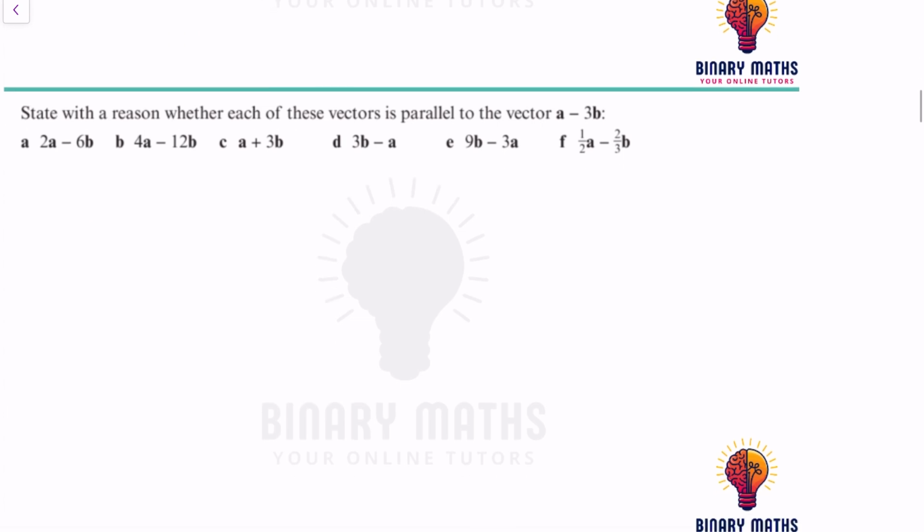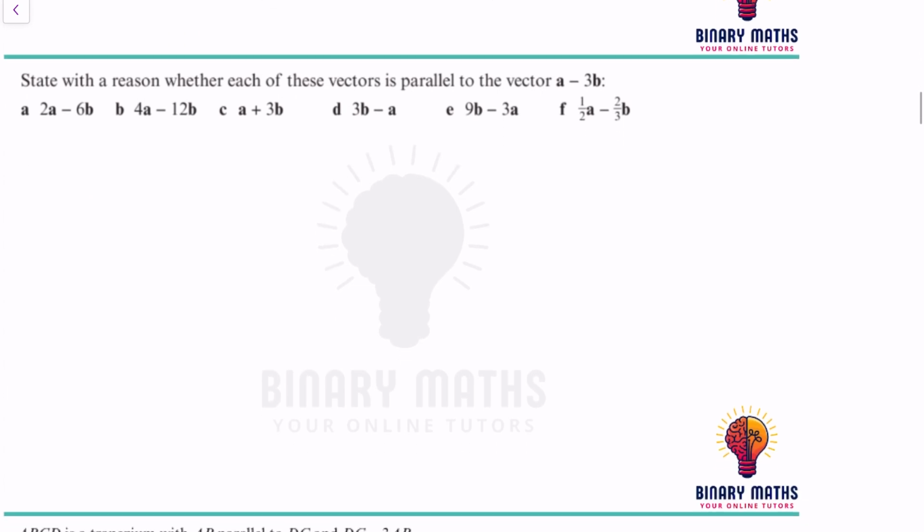Next question is, state with a reason whether each of these vectors is parallel to the vector A minus 3B. So if I look at 2A minus 6B, it can be written as 2 lots of A minus 3B. Therefore, a scalar multiple of A minus 3B, therefore parallel.